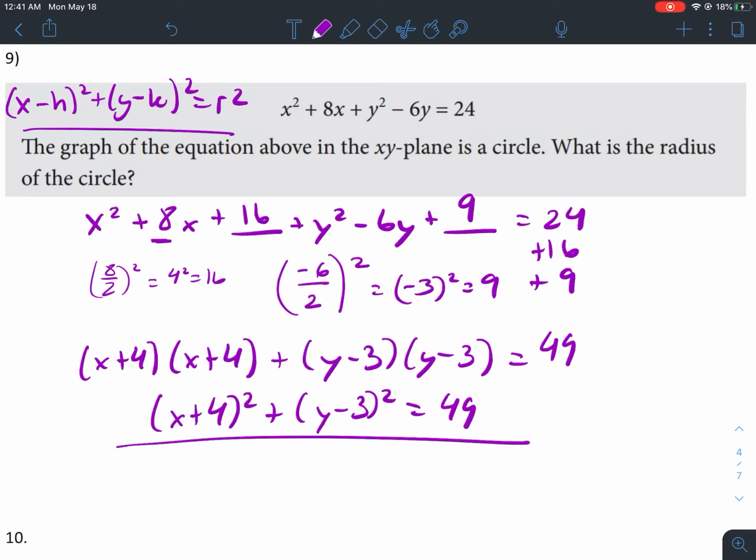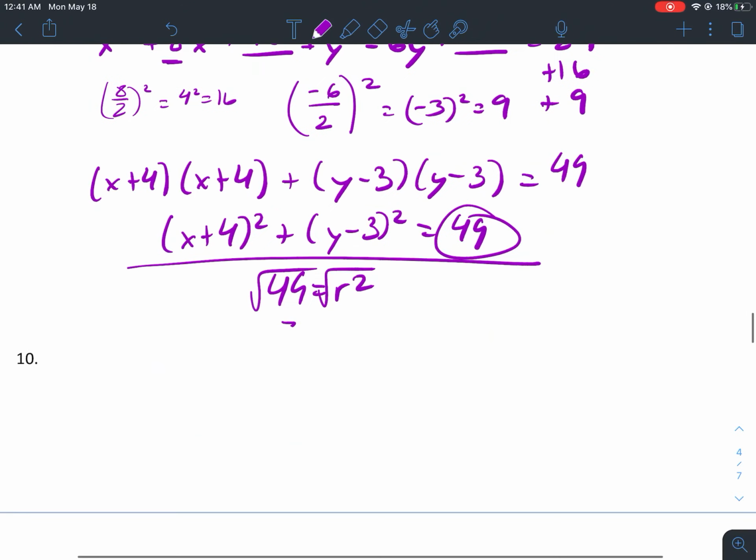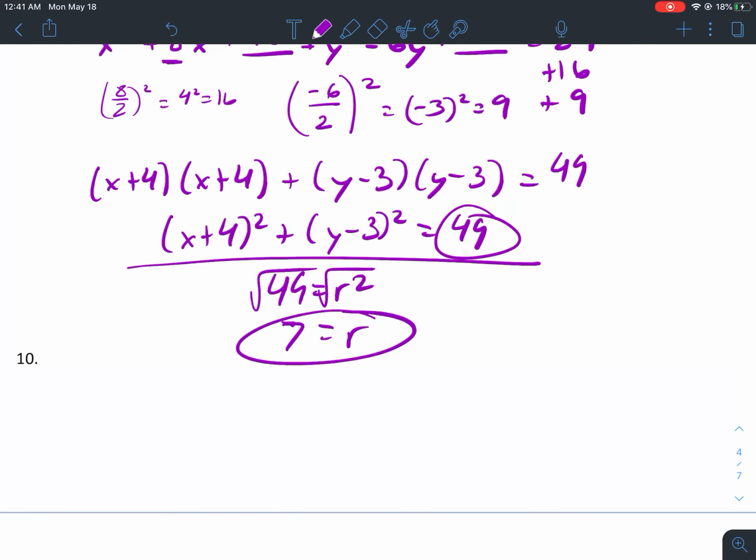Now we are officially in the form that we want for the circle. And they want to know, what's the radius? Well, I know that this 49 is equal to r squared. So I'm going to take the square root of both sides, and I get that my radius is equal to 7.